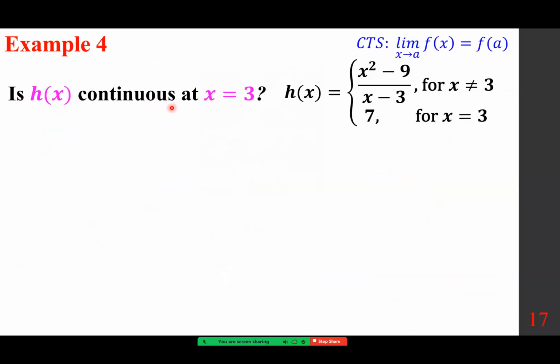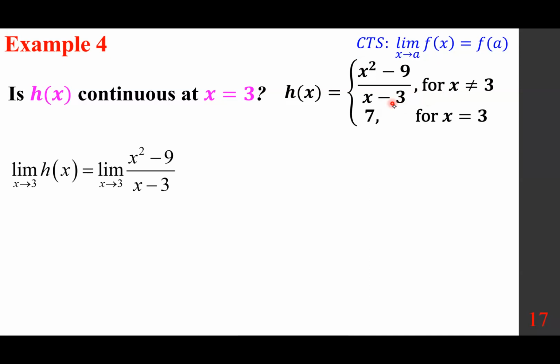Is h of x continuous at x equals 3? And h of x is defined as x squared minus 9 over x minus 3 for x not equal to 3. And it's 7 for x equals 3. By the way, please understand, because this function has a denominator, the domain is all real numbers except x equals 3. And that's why it makes it discontinuous at that point, okay? And if the top is divisible by the bottom, it becomes just a hole. But if it's not, at x equals 3 it becomes a vertical asymptote. So we are going to look at the limit as x approaches 3.